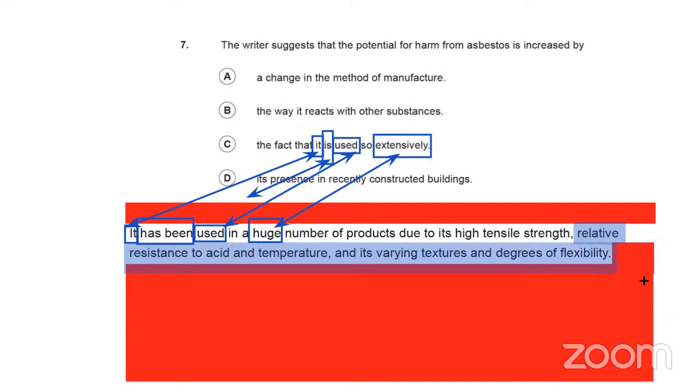There is a reason why it is used. Okay, we don't want the reason. Whether it is used or not used is enough. So it has been used in a huge number of products. Why? Due to its high tensile strength. This is also not important. So leave all those things. So the answer is in that particular sentence, 7 or 8 words. It has been used in a huge number of products, 10 to 11 words. There it is.